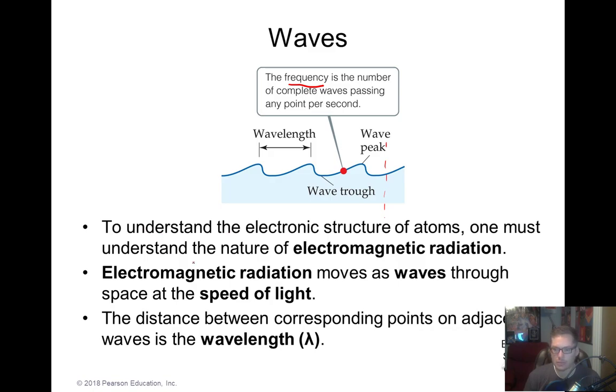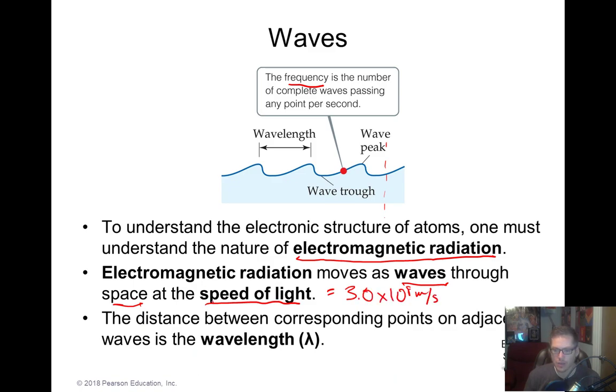All right, so electromagnetic radiation. What we call visible light is electromagnetic radiation. So are X-rays, gamma rays, stuff like that. Radio waves, those are all electromagnetic radiation, and they move as waves through space and other objects at the speed of light. So all electromagnetic radiation travels at the speed of light, which we roughly define as 3.0 times 10 to the 8th meters per second.